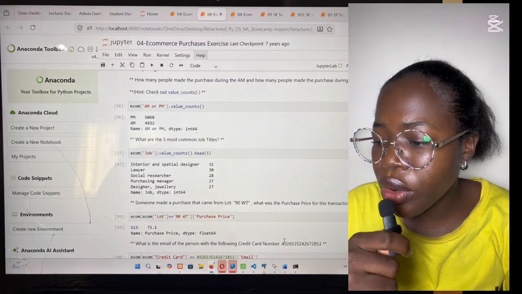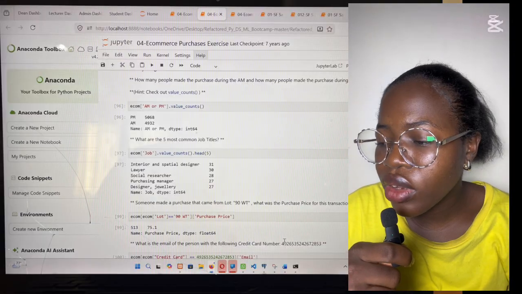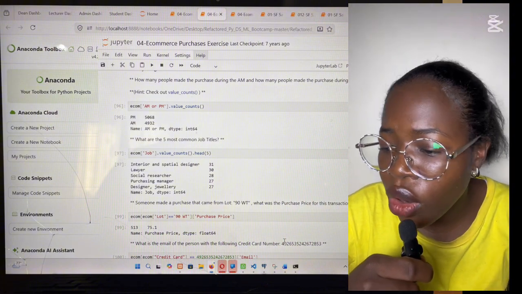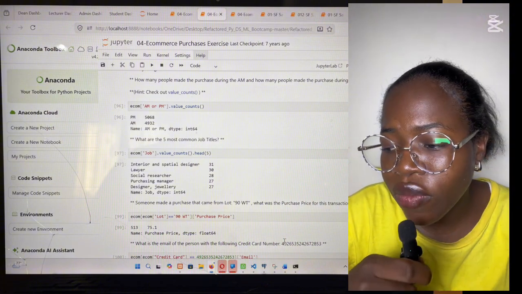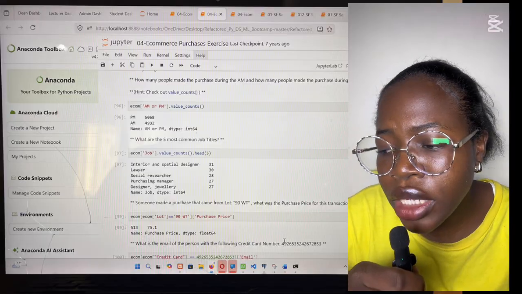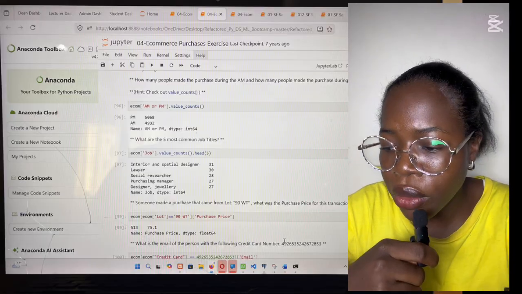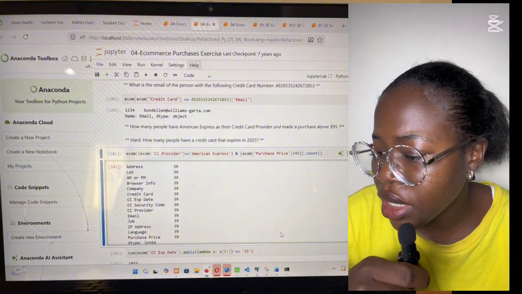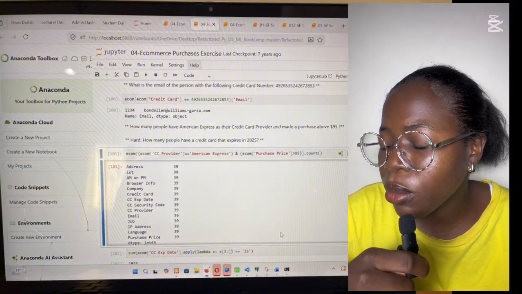Next one, what is the email of the person with the credit card number 49 and so on? That command is similar to the previous one. Simply find the column, find the particular row with the information, and then display it alongside its corresponding email. The next one, due to time constraints: how many people have American Express as their credit card provider and made a purchase above $95?